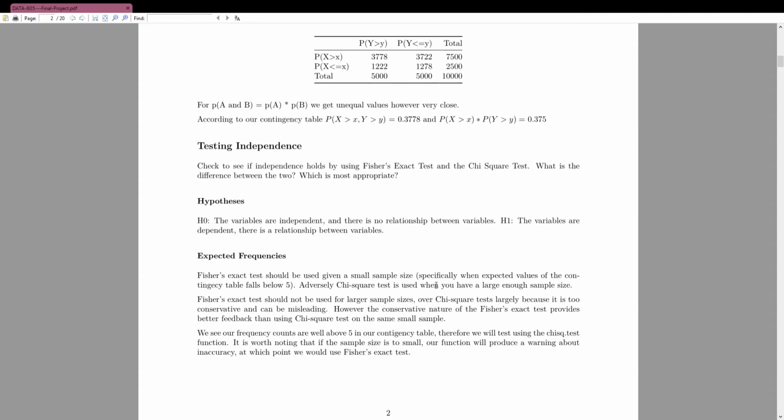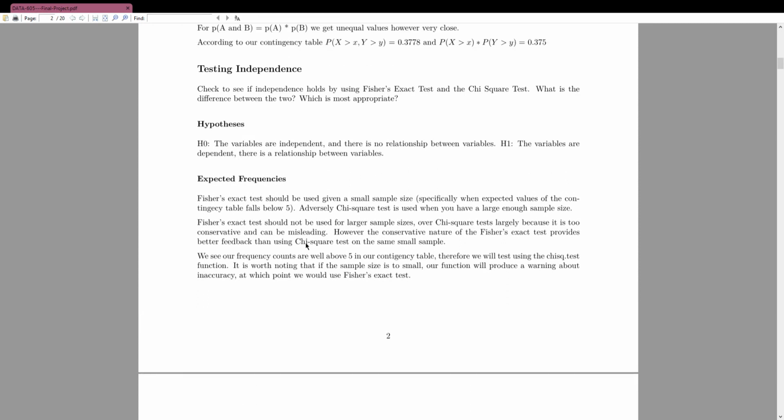In this case, we are going to be using Fisher's exact test and the chi-square test. Let's begin by stating our null hypothesis, which states that the variables are independent. There's no relationship between the variables. Our alternative hypothesis states that the variables are dependent and that there is a relationship between the variables.